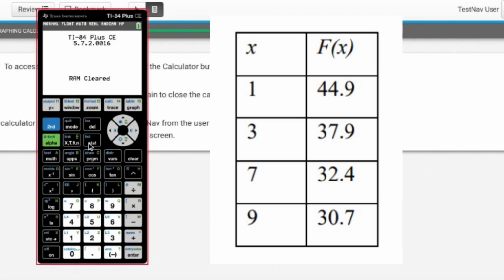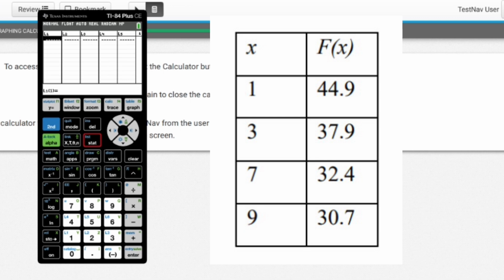All right, so let's do ln reg. We're going to go to stat, go to edit right away, and plug in our x values: 1, 3, 5, nope, 7, 9. They had to go out of order on us. Then the y values: 44.9, 37.9, 32.4, 30.7.